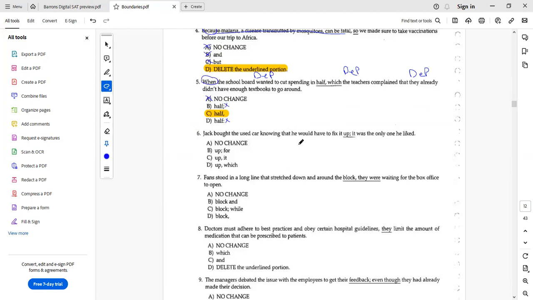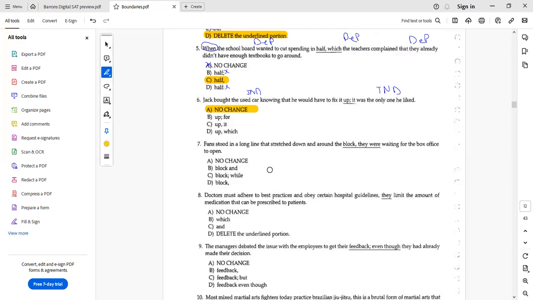Number 6: Jack bought the used car knowing that he would have to fix it up. All of this is independent. Then the other one is another independent. Okay, it's right: independent, semicolon, independent. Why would you put a semicolon with fanboys? Wrong. A comma alone is going to be a run-on. Why would we put which? Which doesn't have anything before it. If we need which, we need a thing before it. So the answer is A.